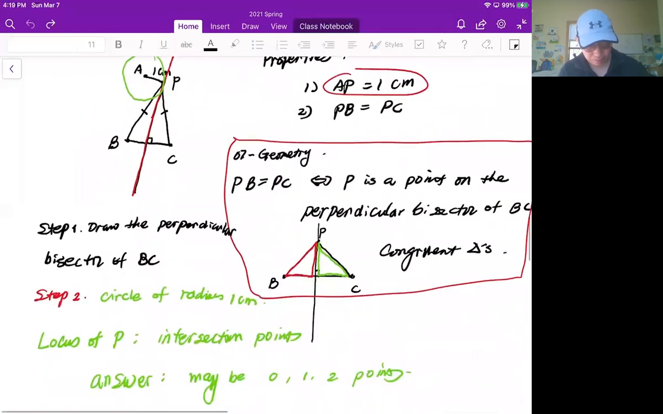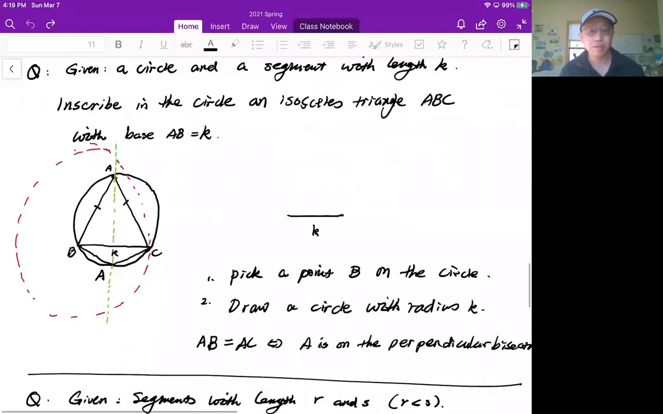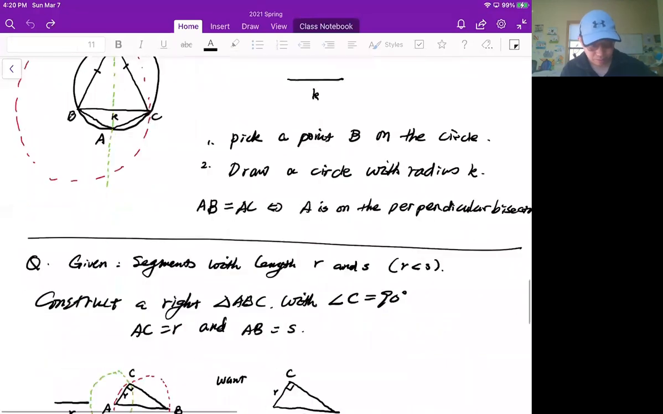How about the next one? Suppose we give you a circle and a line segment with a length k, and we want to construct an isosceles triangle with a base of k, so the base is equal to k and the triangle is inscribed in that circle. How can we get that? First of all, we can find a line segment BC with a length k. That's easy. After that, we can get the perpendicular bisector for BC, so we can get the A here.